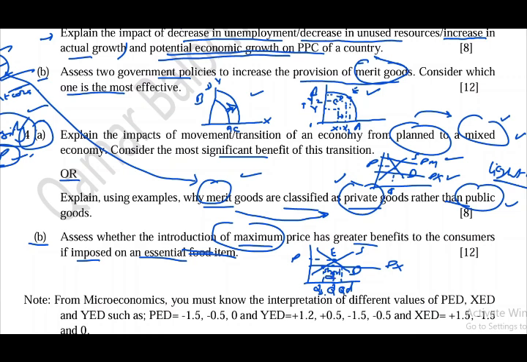Okay, so now you can say that maximum price can be beneficial to the consumers because they have to pay less price Px, that is lower than the equilibrium market price. For example, if government imposes maximum price on agricultural good like wheat, then the consumers of wheat will benefit in the form of lower prices of the wheat, and they can enjoy greater quantity.